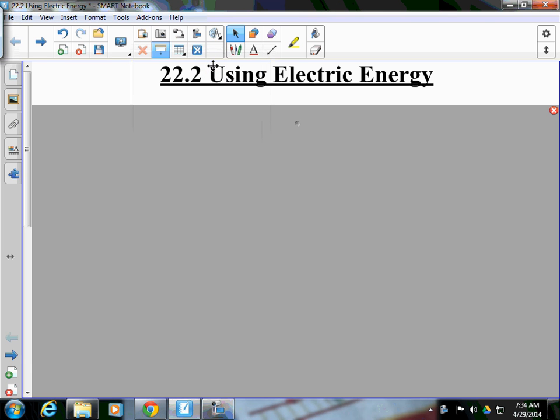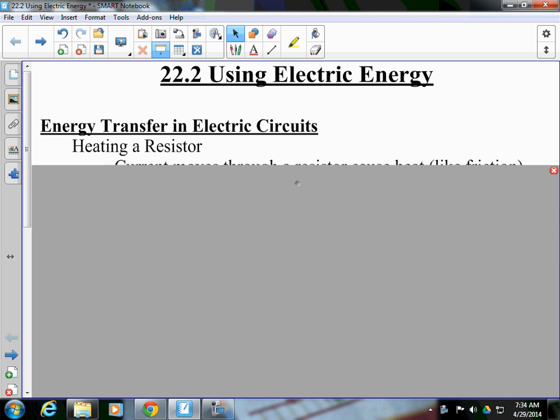22.2, using electrical energy. What we've been talking about in our introduction to chapter 22 was the use of voltage and how voltage is related to current and resistance, and how we can change current, we can change resistance, and the combination together for Ohm's law. So how do we actually use this electrical energy?